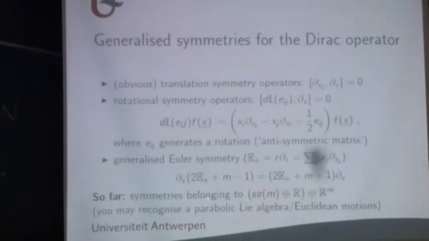For those of you who are familiar with Lie algebras and representation theory, so far you may recognize rotations, multiples of R, that would be the last one here, and then Rm. Why is that? Because here I have an index, partial derivation with respect to the coordinates, and I have m of them. So this is Rm. So these are the Euclidean motions, rotations and translations. It's a parabolic Lie algebra, if you're familiar with that. That's not too important.